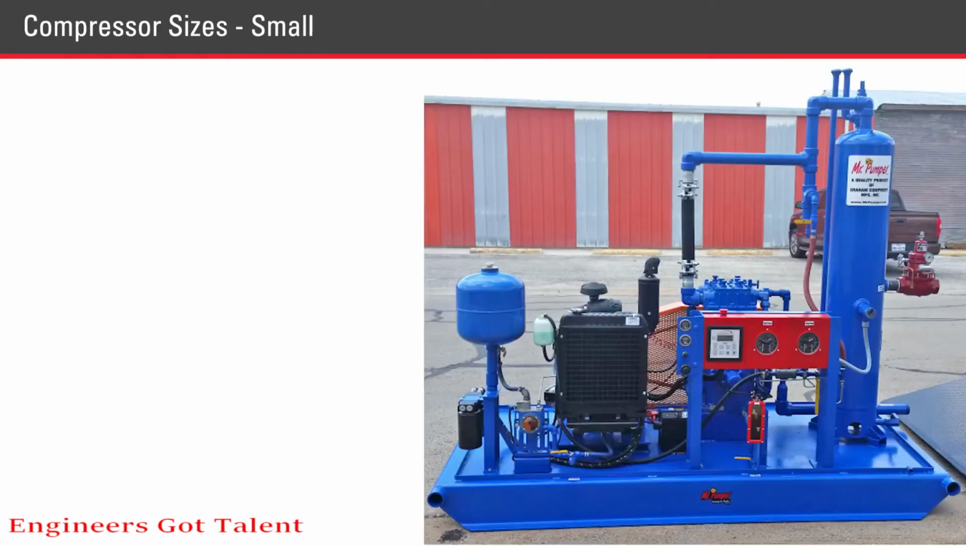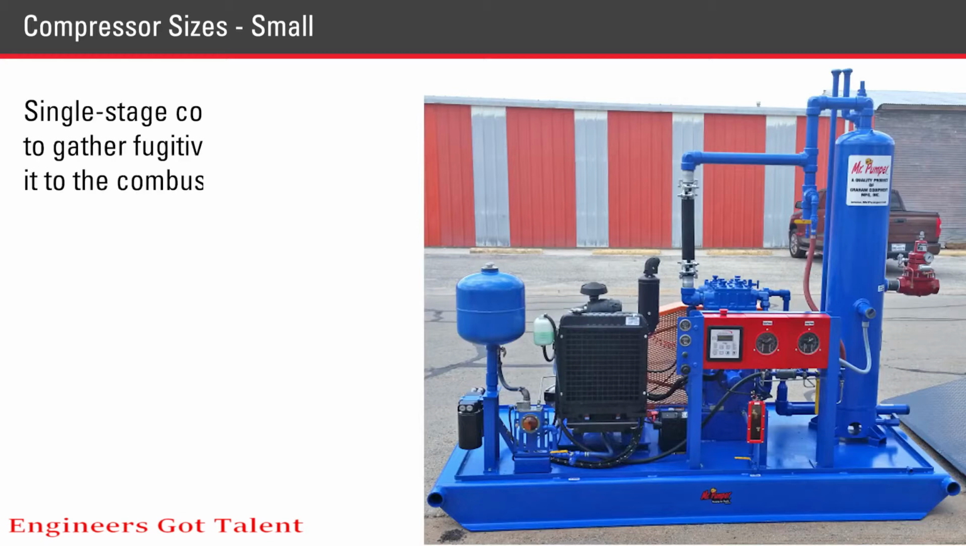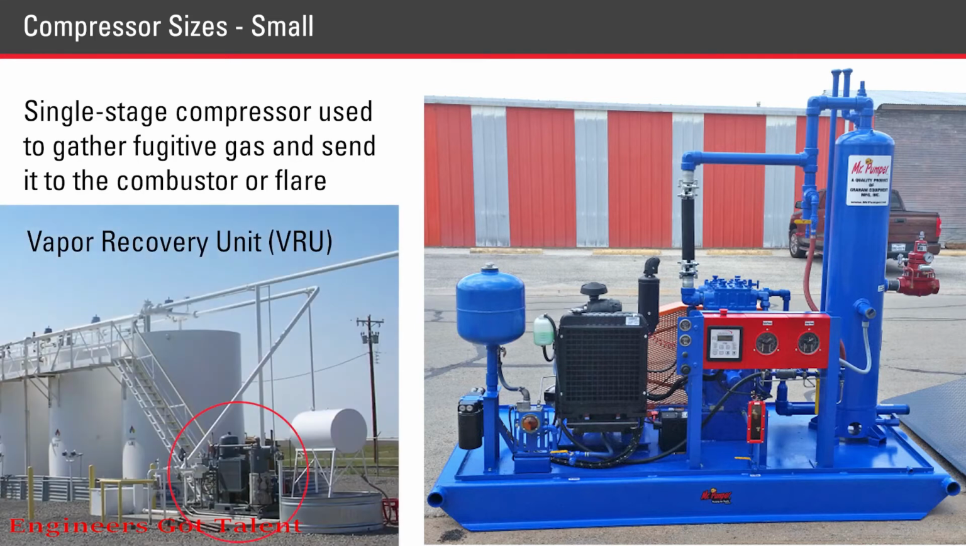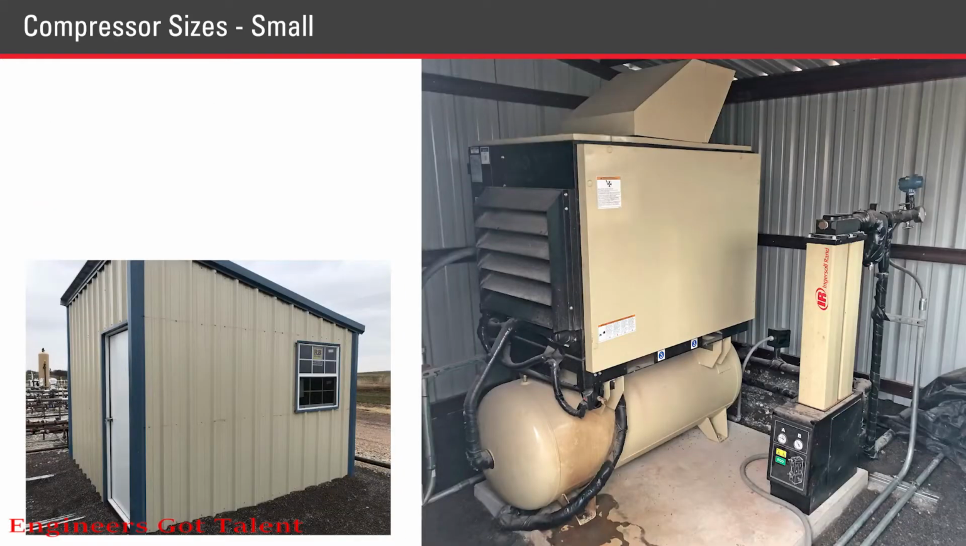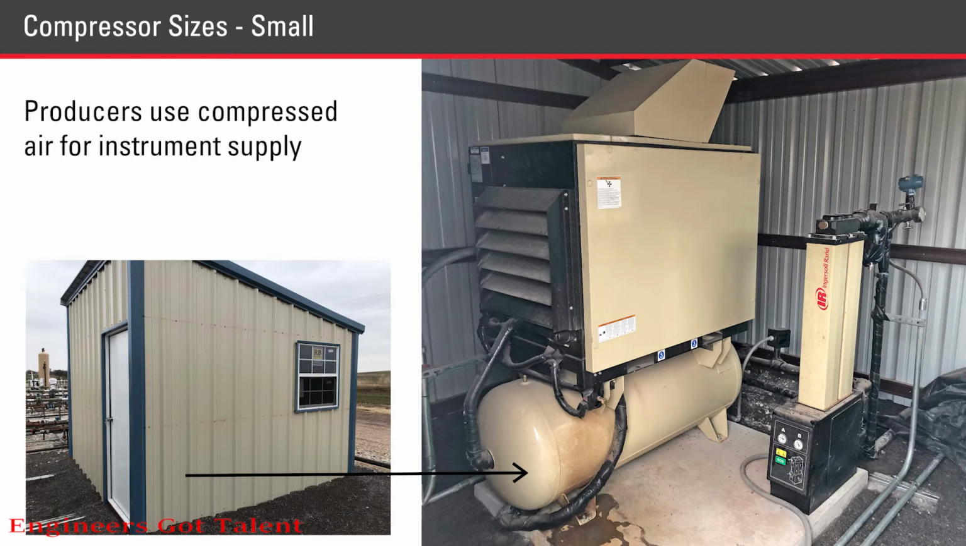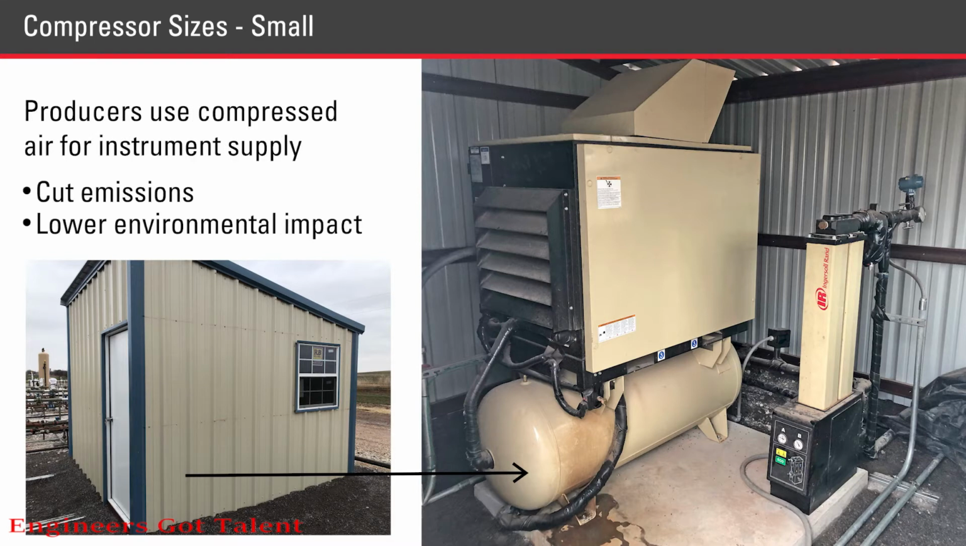A compressor may be as small as this one shown here. This single-stage model is used to gather fugitive gas and send it to the combustor or flare. It is known as a vapor recovery unit or VRU. Compressors aren't only for natural gas. Here is a small air compressor housed inside a shed at a tank battery. Many producers are compressing air to be used for instrument supply. They do this to cut emissions and lower their environmental impact.